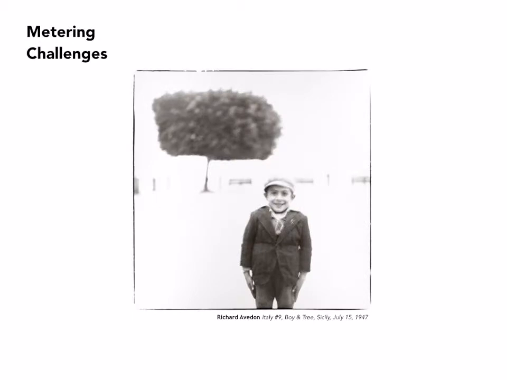Here's an example of deliberate overexposure. Richard Avedon, who was technically very accomplished, made a decision to deliberately overexpose this image. And at the same time, he was using a very large aperture, which kept the boy in focus and threw the tree and anything else that could be seen out of focus.